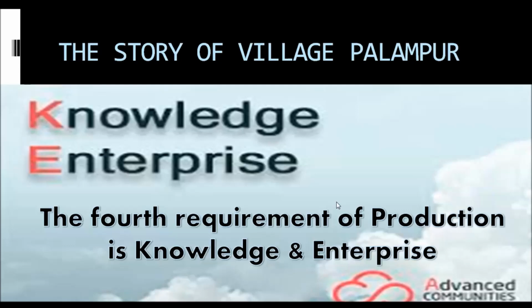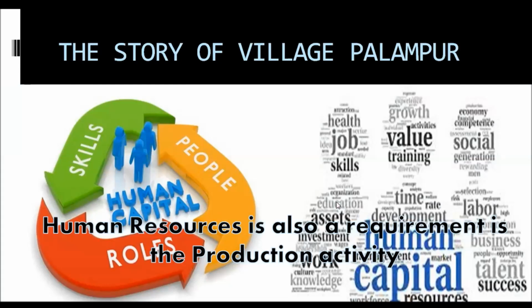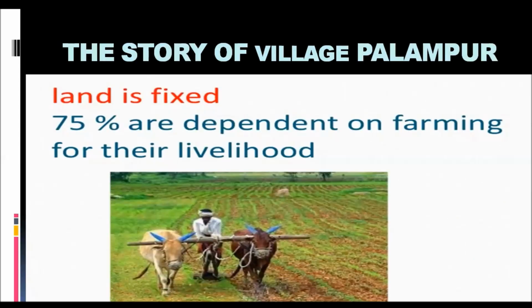Nowadays, human resources are also a requirement in production activity. Land is fixed in Palampur, where 75% are dependent on farming for their livelihoods. Either they are farmers or farm laborers. Their well-being is related to production on the farms. Farm production can be raised by increasing the land under cultivation, but no additional land has been brought under cultivation in Palampur after 1960 except wastelands.